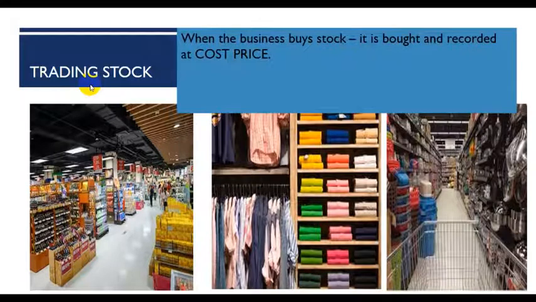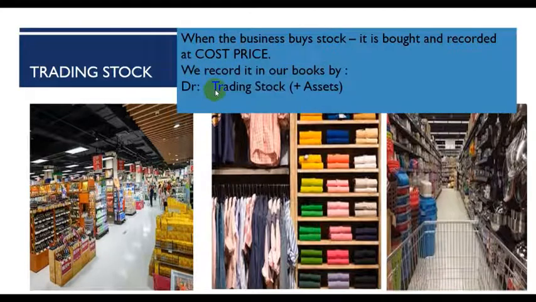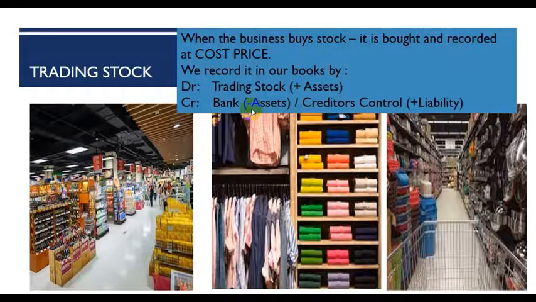When a business buys stock, it is recorded at the cost price. If a business buys the stock for cash, we would record that entry in the cash payment journal. If the business buys stock on credit, it would be recorded in the creditors journal. The entry would be debit trading stock, which increases our assets, credit bank if bought by check, or credit creditors control if bought on credit.